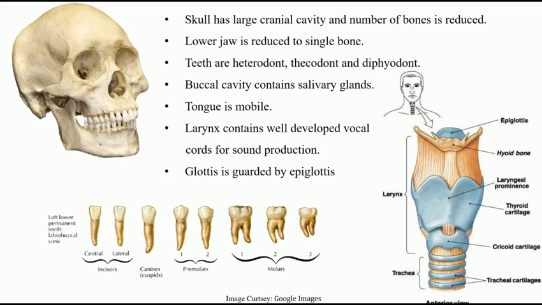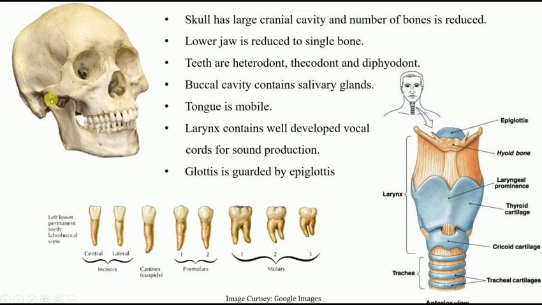Okay, the next character: the skull has a large cranial cavity. You can see the skull of the human here, and it has a large cranial cavity which encloses the brain. So the brain is always well developed among all mammals. And if you see the number of bones belonging to the skull, the number of bones is greatly reduced among all mammals.